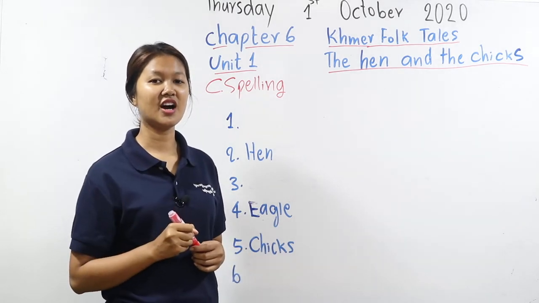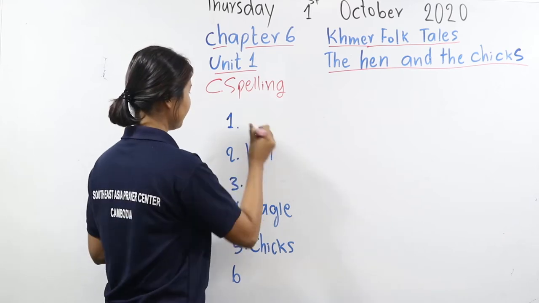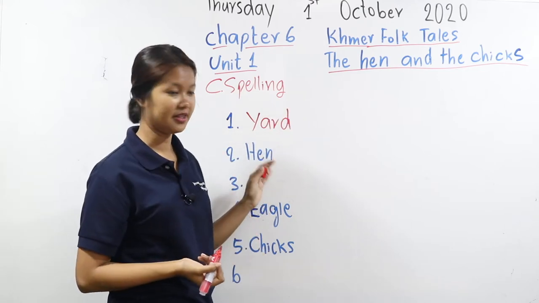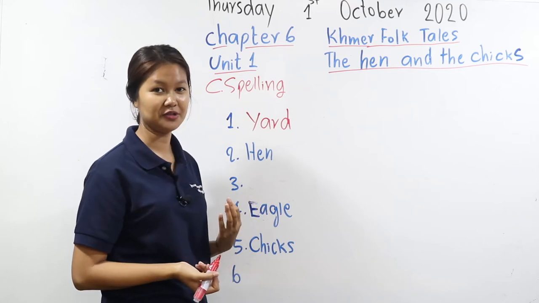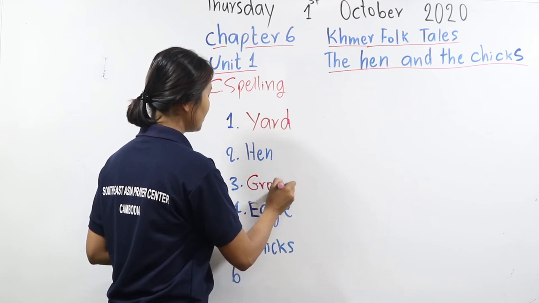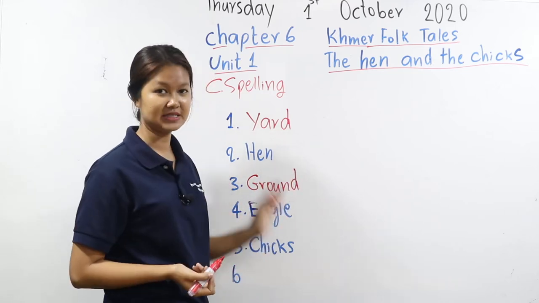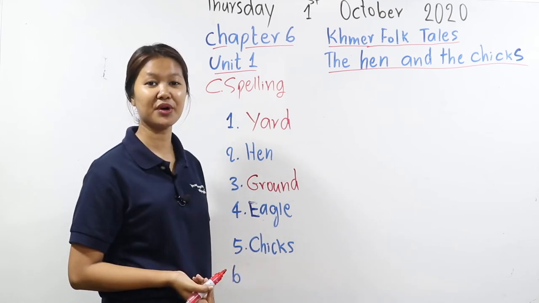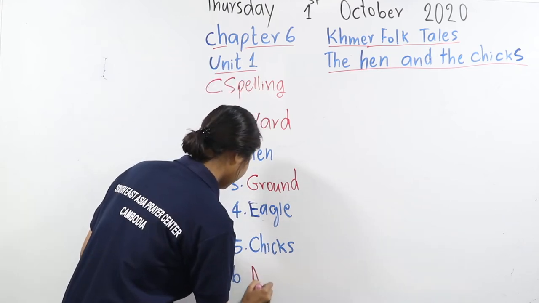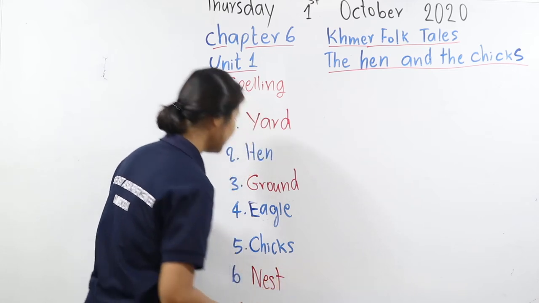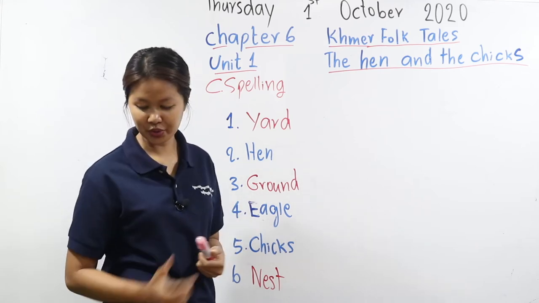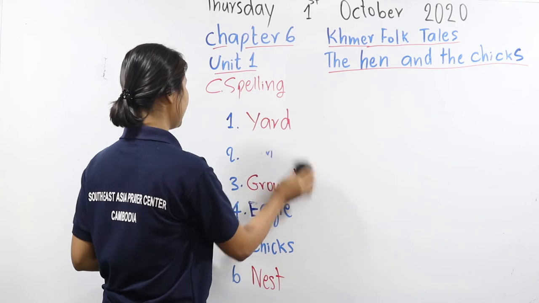Please spell the word yard. Yard, spell. Y-A-R-D, yard. Please spell the word ground. Ground, spell. G-R-O-U-N-D, ground. Okay, this one, please spell the word. What is this word? Nest. Nest, spell. N-E-S-T, nest. All right, now we will erase another 3 words and try to spell together again.